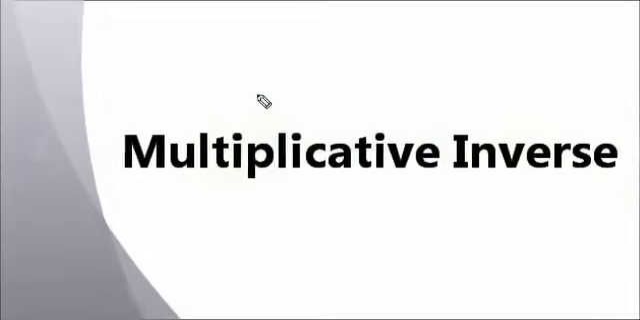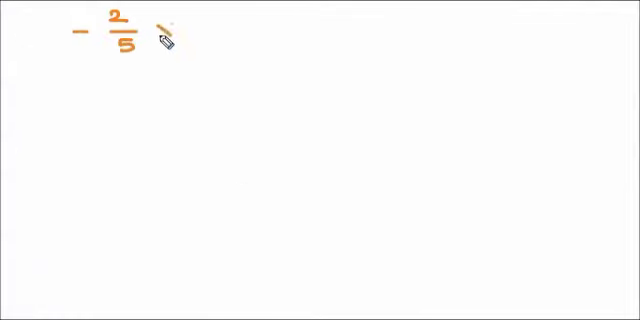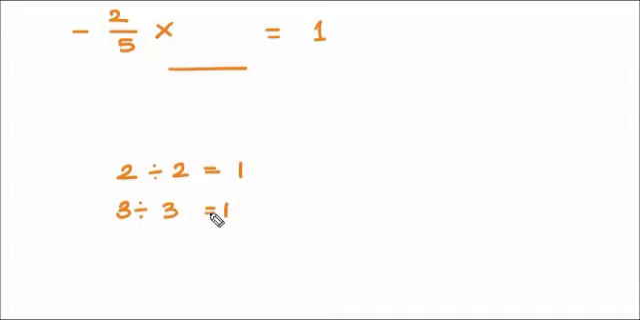Let's talk about multiplicative inverse. So again, minus 2 upon 5 multiplied by some rational number should give me the answer as 1. So now how do I do it? Let's see, if I have a number 2 and I need to get the answer as 1, I need to divide this 2 by the same number. If I divide it by the same number, I get the answer 1. Correct? If I have 3 and I want the answer to be 1, I can divide 3 by 3, then I get the answer 1.